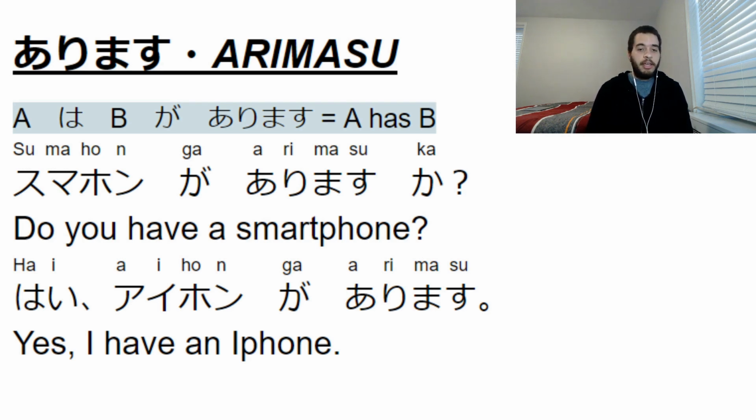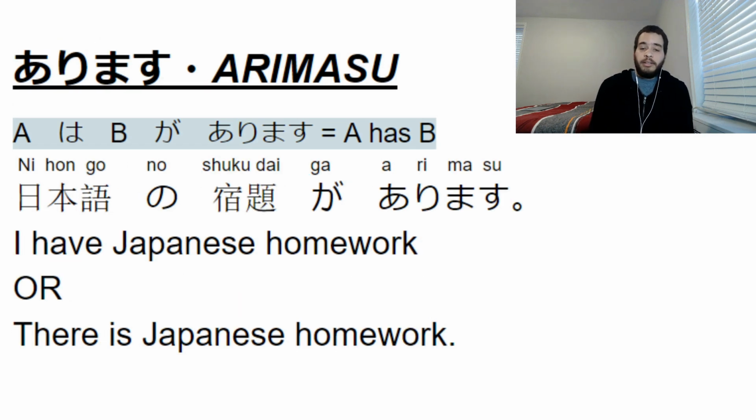か is just a question particle. It's just making a statement into a question. スマホがありますか? Do you have a smartphone? はい。iPhone があります. Yes. I have an iPhone. iPhone. あります. Have. iPhone have. I have an iPhone. Now let's take a look at this one.